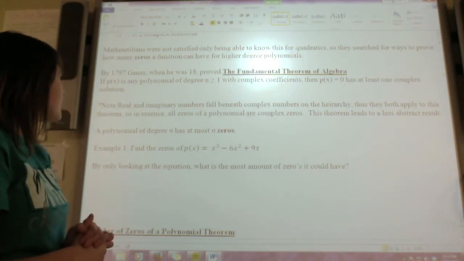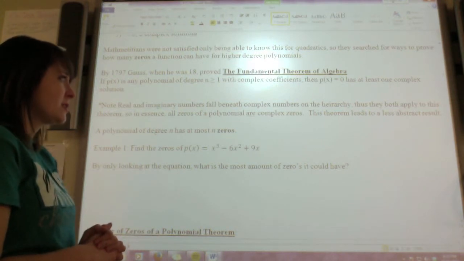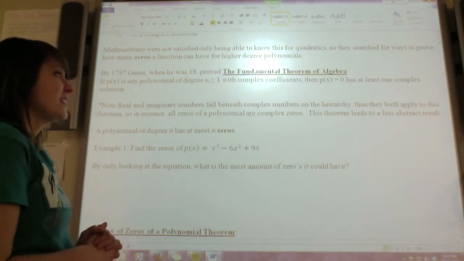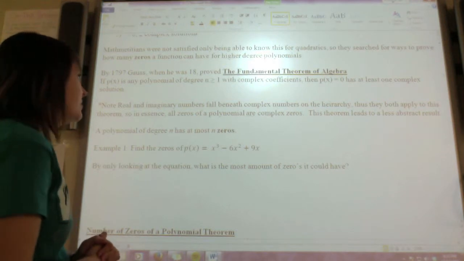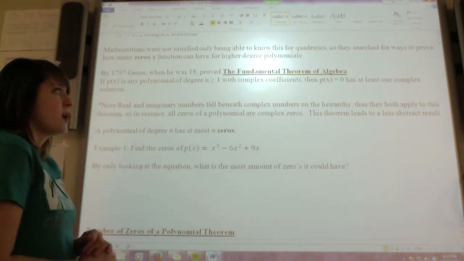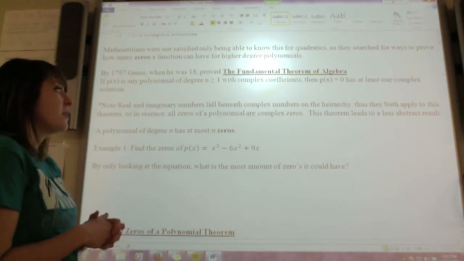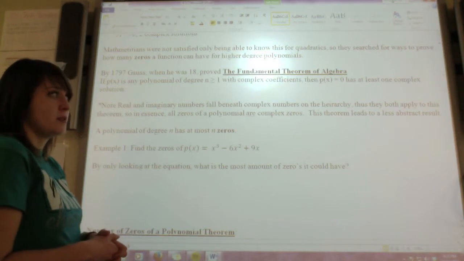So if p of x is any polynomial of degree n greater than or equal to 1 with complex coefficients, then p of x equals 0 has at least one complex solution. Note that real and imaginary numbers fall beneath the complex numbers on the hierarchy. Thus, they both apply to this theorem. So in essence, all zeros of a polynomial are complex zeros.